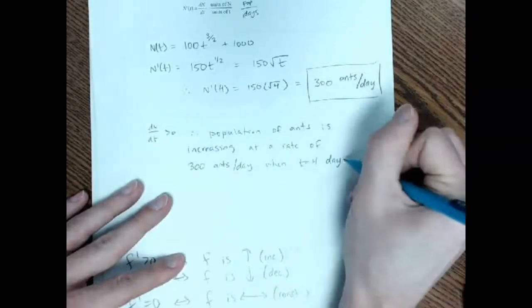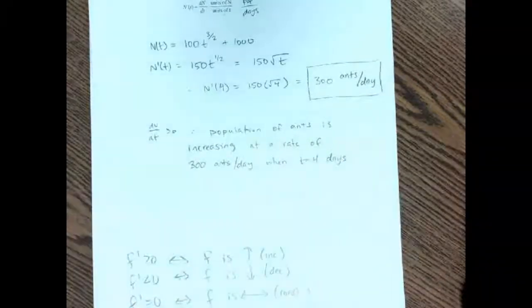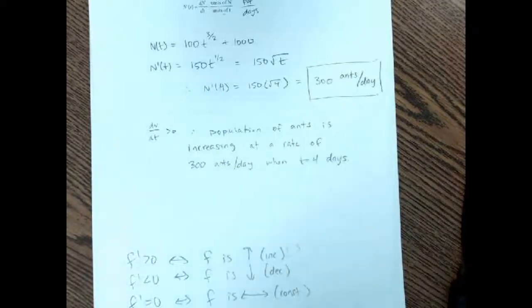4th day, I don't know. Days, I don't know if you should put the S at the end. Doesn't matter. At that one specific moment. Like, you're not always gaining 300 ants a day. All I know is at that one specific moment in time, at the 4th day, that population is growing at a rate of 300 ants per day. All right, I think that's it. Cool. That's it.